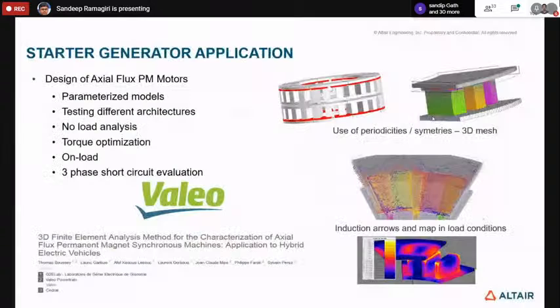And this is also coming from Valeo. It's a hybrid vehicle application. The reason why I have taken this example is it's a completely different machine. It's an axial flux motor. So these kinds of machines can also be simulated, and it's a published paper in which they have done different types of performance analysis, like no load analysis, torque optimization, on load analysis, and also failure analysis, like when we have a short circuit. And you can see some of the images for the saturation and also the induction.